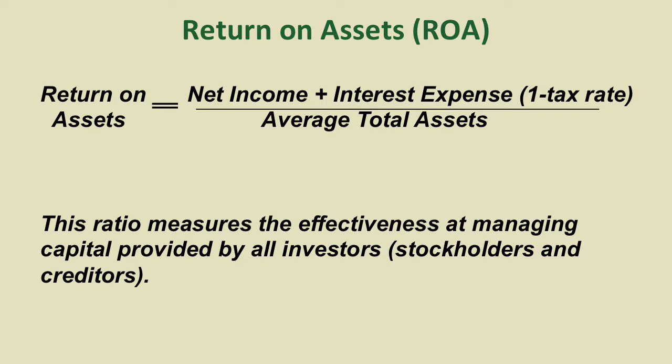Average means last year plus this year divided by 2. So this ratio measures the total effectiveness at managing capital provided by all the investors, including stockholders and creditors. Since this ratio measures the total return this company can generate for every $1 of their average total asset, we want this ratio to be as high as possible.